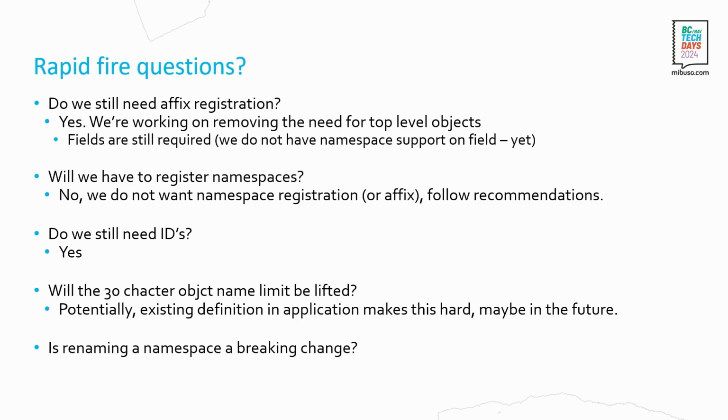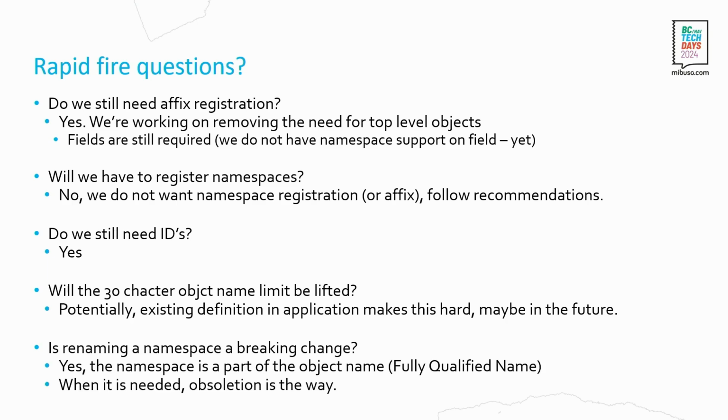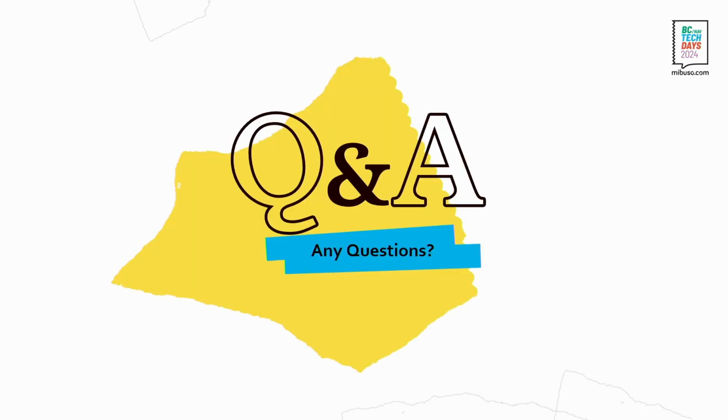And then, is it a breaking change? Because now the name of the object is the fully qualified name of it, which contains the namespace. And yes, it is a breaking change. So how to get around this? With the normal obsolescence methods we have today. So you can still do a rename of the namespace, but it takes a little bit of work in the obsolescence here. So these are the common questions that we have seen so far. But let's open up the floor for the questions that you might have.